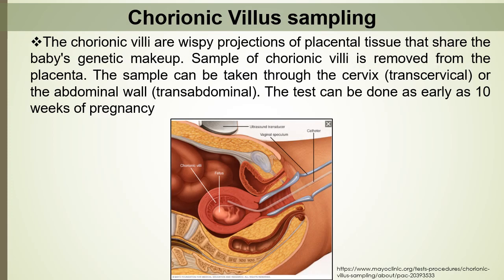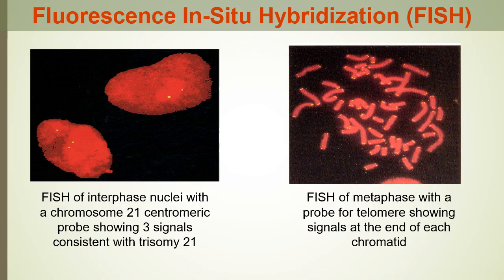Another test to detect early chromosome abnormality is chorionic villus sampling. Chorionic villi are wispy projections of placental tissue which share the baby's genetic makeup. A sample of chorionic villi is removed from the placenta. The sample can be taken through the cervix or the abdominal wall. The test can be done as early as 10 weeks of pregnancy.